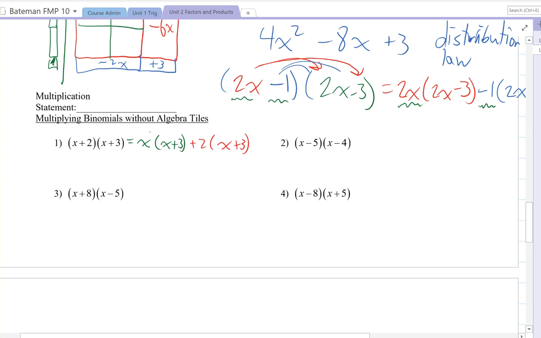By showing this algebraically, use your arrows to help track your multiplication. Optional, but very helpful in tracking where you are. And then the 2 times the x is 2x, 2 times 3 is plus 6. Here you can see your two terms that must combine. So the last step will be to collect like terms. There you go. That's one way of showing your work, by using the distribution.